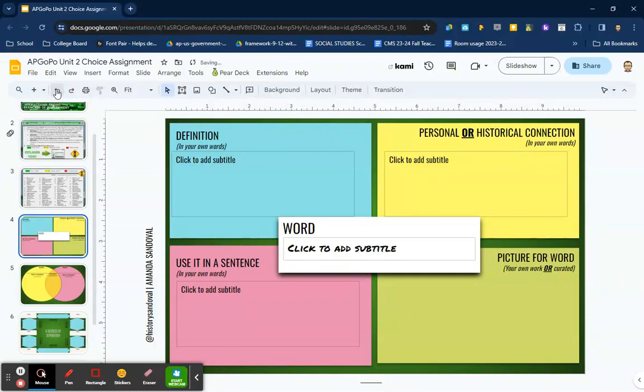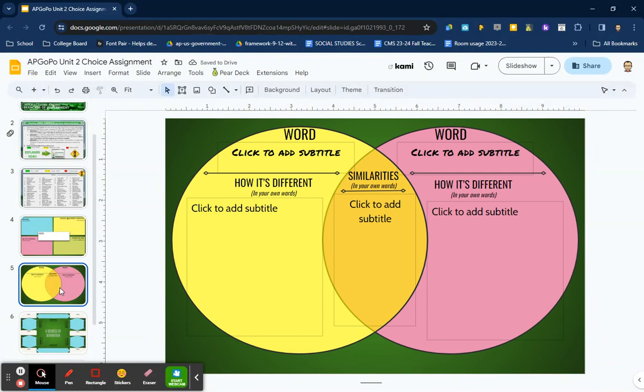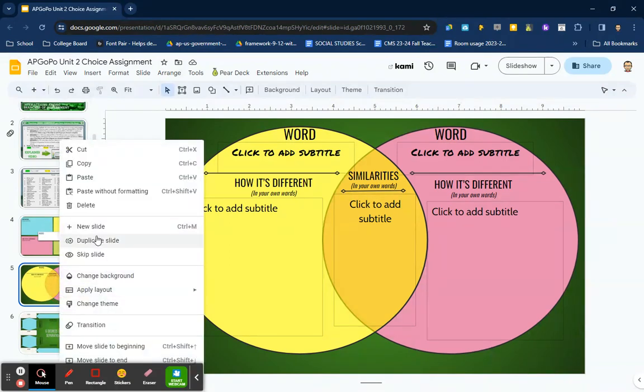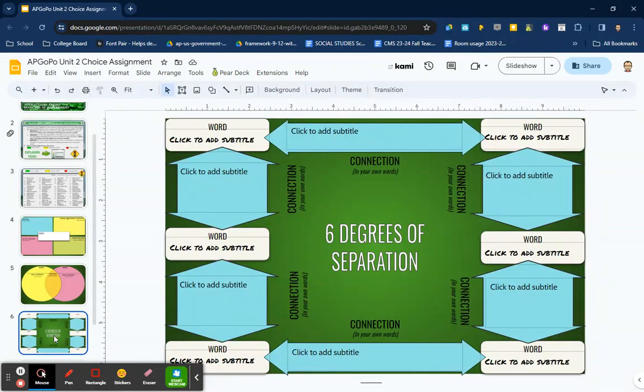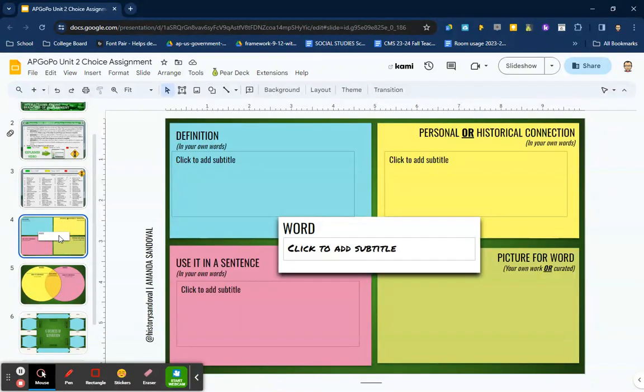So maybe you want to do that. Maybe you want to do a combination, like you want to do 3 Venn diagrams. That would be a total of 6. You could duplicate those slides there. Now you have room for 4 terms, for example. And then you want to do 4 Frayers, or maybe you want to do the six degrees of separation, and then do a couple Venn diagrams for a total of 10. Or you want to do 4 Frayers, and you add those to the 6, you get a total of 10.